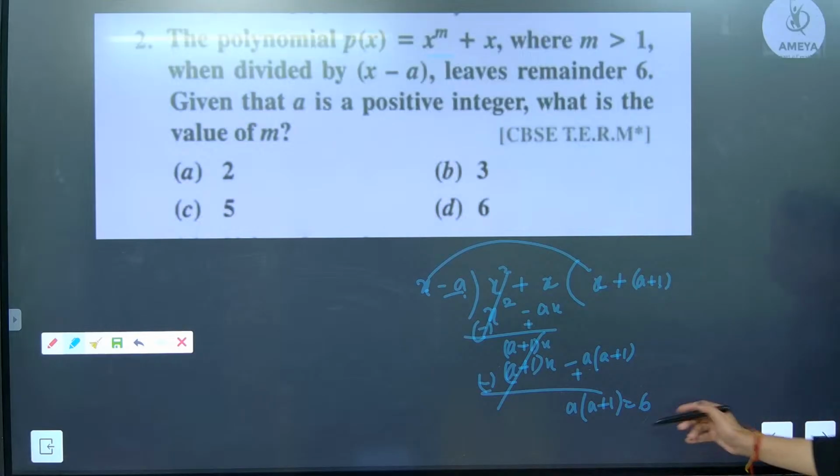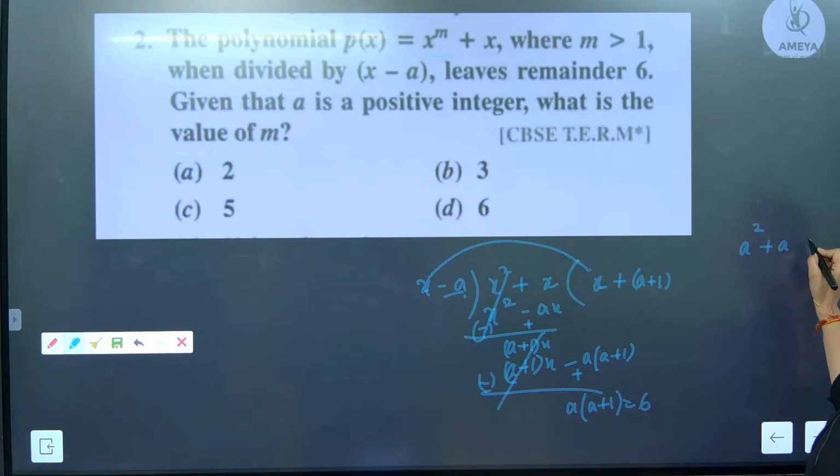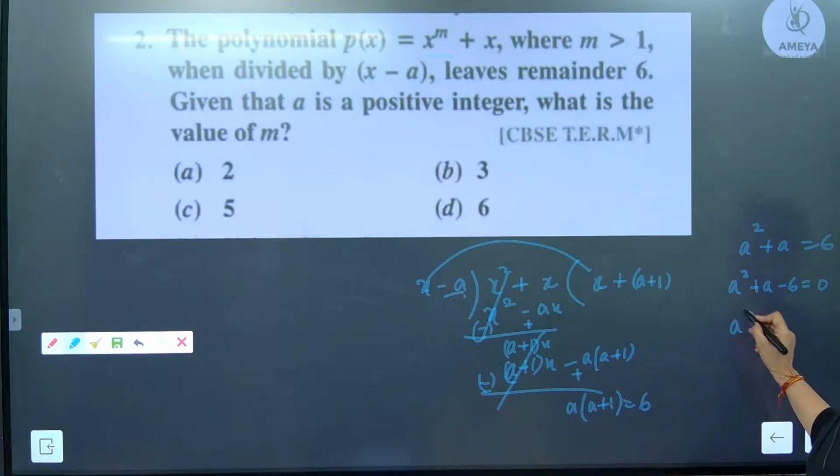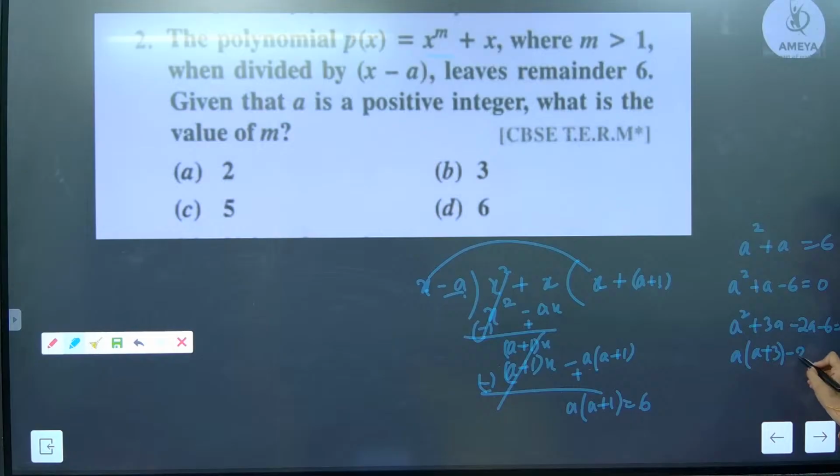So if we check, it comes a square plus a equal to 6, so a square plus a minus 6 equal to 0. Now we check whether a is a positive integer or not; it will fill our concept. Writing it, it becomes a square plus 3a minus 2a minus 6 equal to 0, so a plus 3 into a minus 2. So a value is coming as minus 3 one time and 2 the other time. So one positive integer is given.